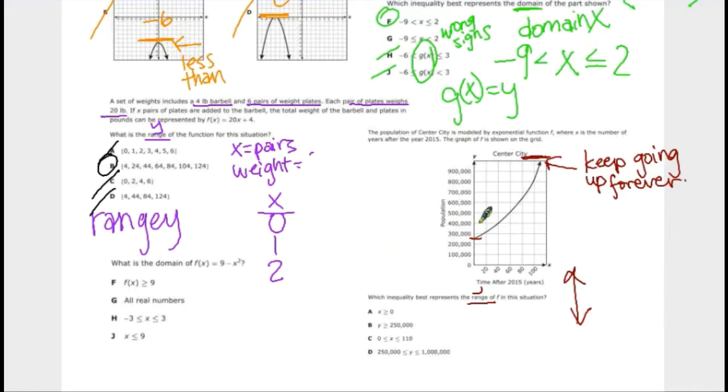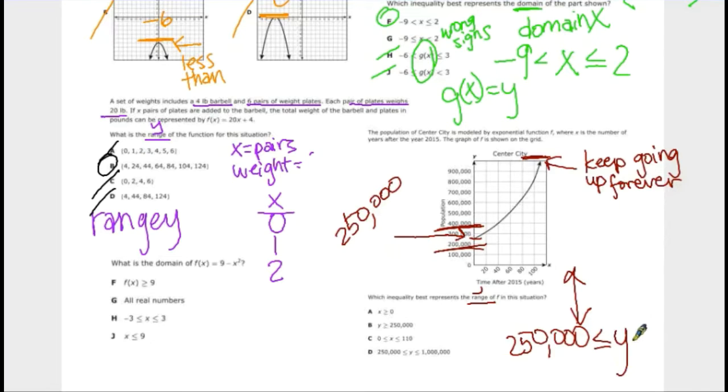And if we look here, it looks like we have the value of 200,000 and 300,000. So if I'm looking right in the middle between 200 and 300, that's going to have to be 250,000. Okay? So that means our bottom value, our lowest is 250,000. We're looking for our y, and then it's going to keep going on forever. So that's our infinity. Now, when we look at our answer choices, though, they don't exactly look like that.